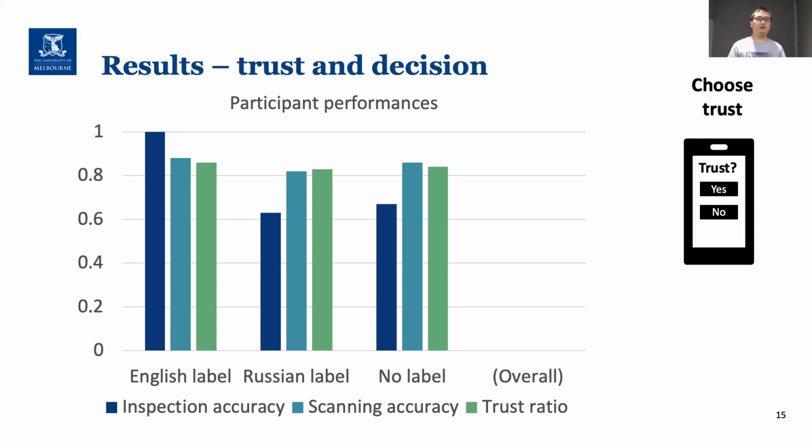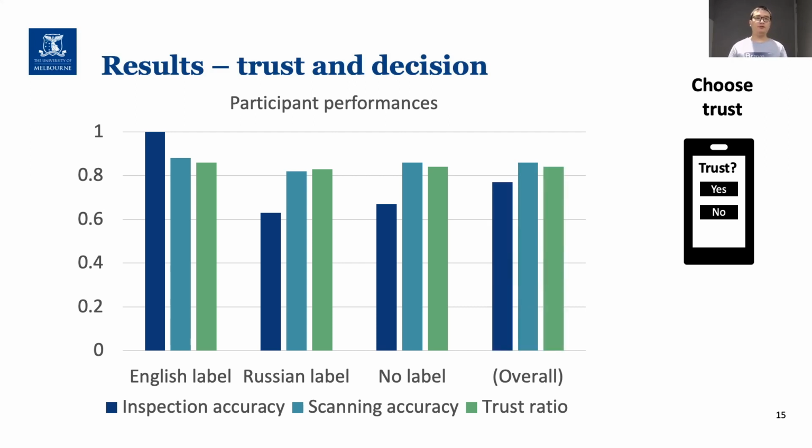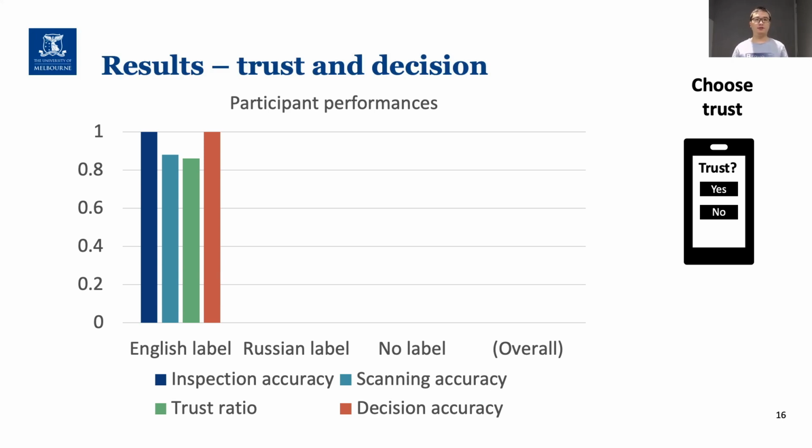As you can see, for all the 3 conditions, the trust ratio, even though it's not 100%, is quite high, more than 80%, which means the participants tend to trust the scanner, even though it's the first time they heard about it. Finally, based on all the 3 results, we calculate the final decision accuracy.